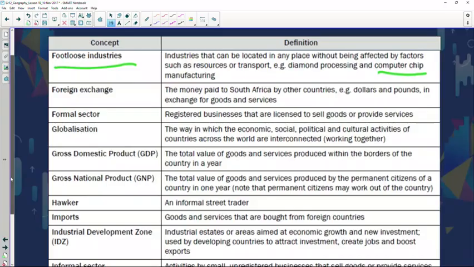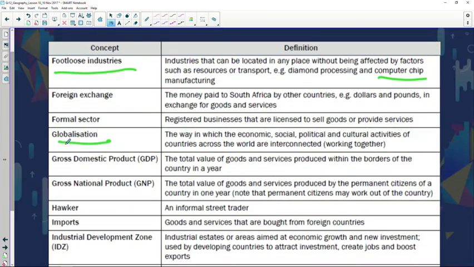Globalization, you've learned about that in grade 10. Once again, if you look at it, it's the economic, social, political, and cultural activities of countries across the world that are interconnected. Globalization, for example, is McDonald's. It's an American company, but it's everywhere. Apple iPhones, not only in America, it's everywhere. Nike shoes, globalization. Big companies like Procter & Gamble, they've got offices in America, offices in England.